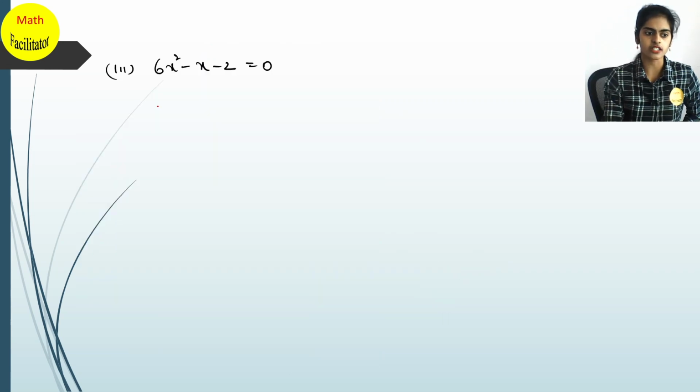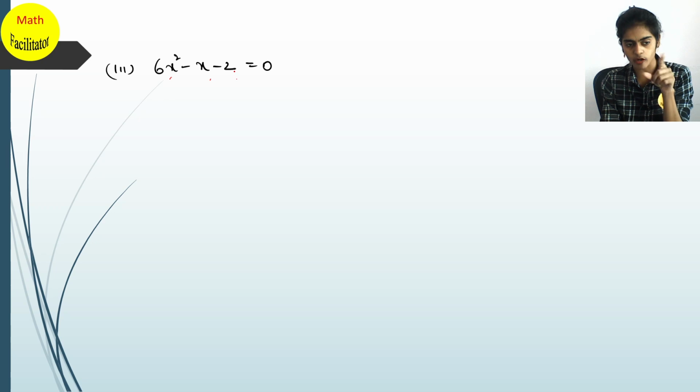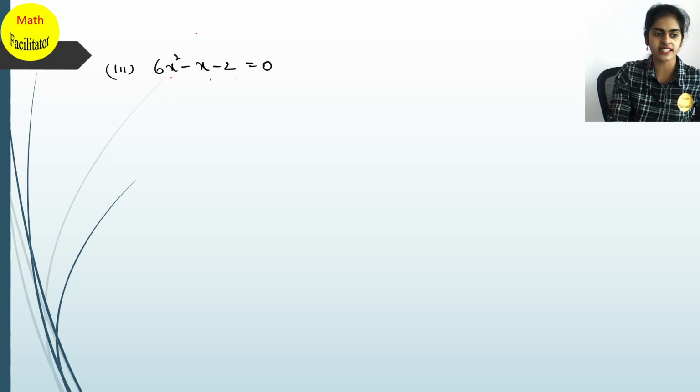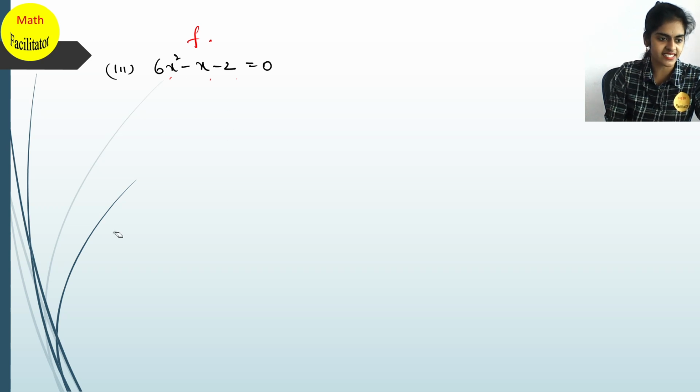Okay, so 6x square minus x minus 2. Here you can see I have an x square term, I have x, and I have a constant also. So let us solve this using the factorization method. So what is the factorization method? There are a few steps which we will follow in the factorization method. I'll tell you what the steps are.